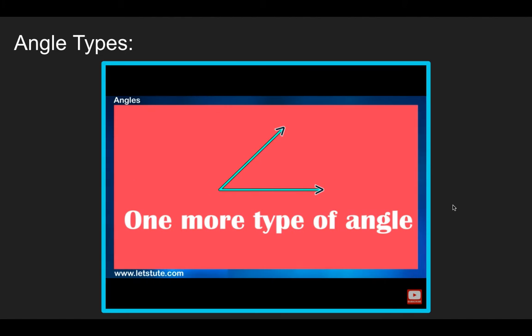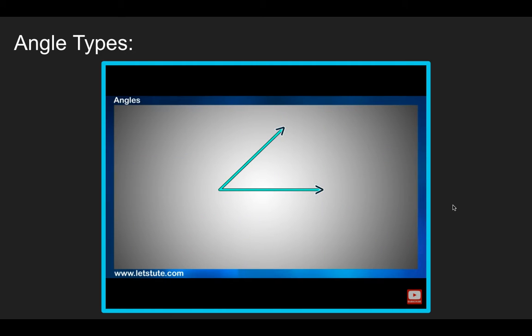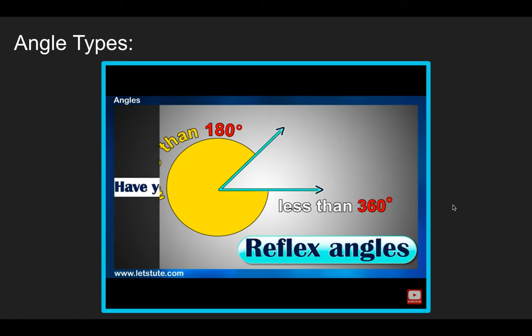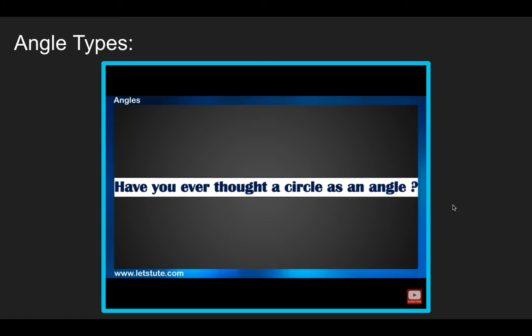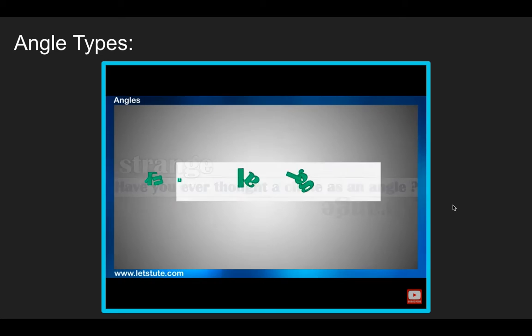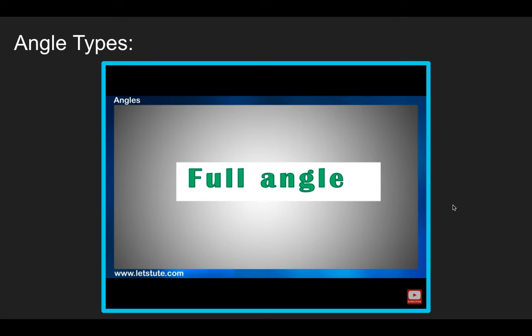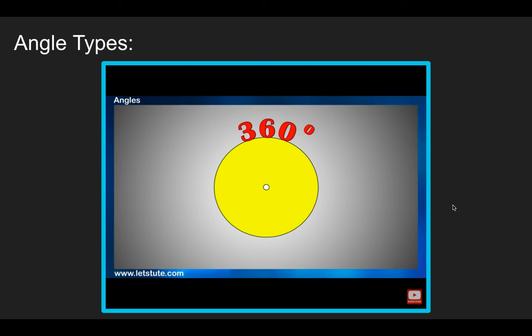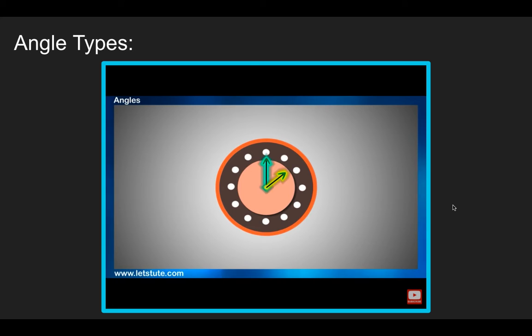But then we do have one more type of angle in here. Can you think what it will be? The measure of these angles is more than 180 degrees and less than 360 degrees. And such angles are called reflex angles. Have you ever thought of a circle as an angle? Well, it's strange, right? But then this is called a full angle, and the measure of this angle is exactly 360 degrees.